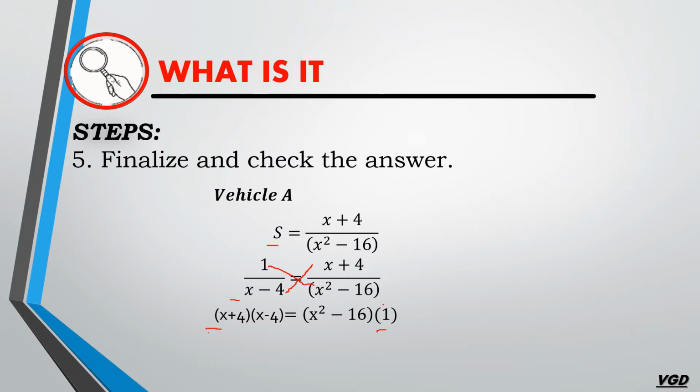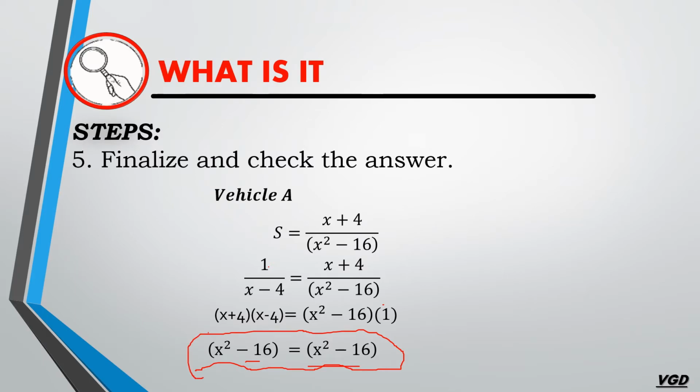And so let's simplify. We will be able to get x squared minus 16 here at the left side and x squared minus 16 at the right side as we multiply x squared minus 16 times 1. So since the left side and the right side are equal, therefore our speed, which is 1 over x minus 4, is correct.